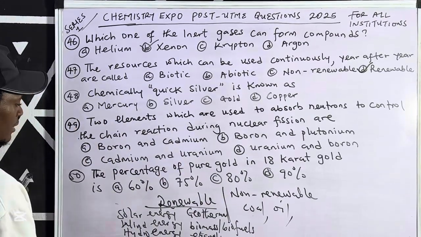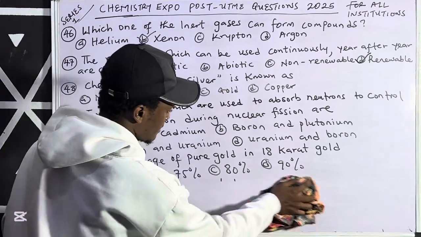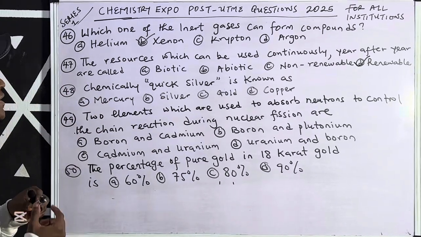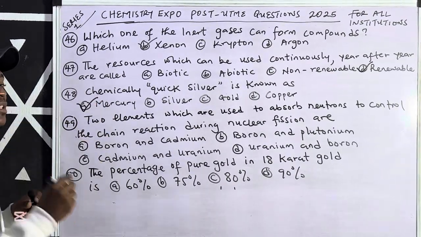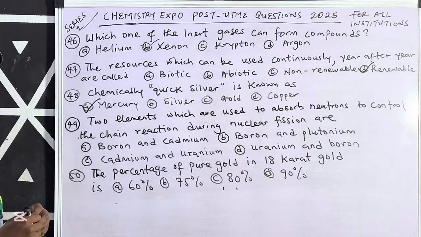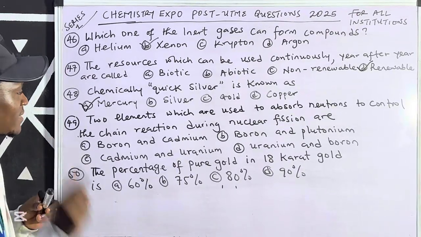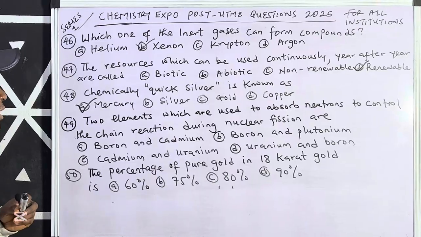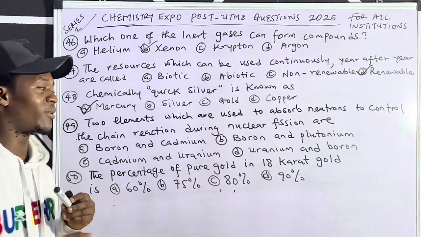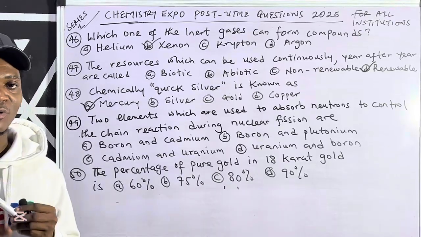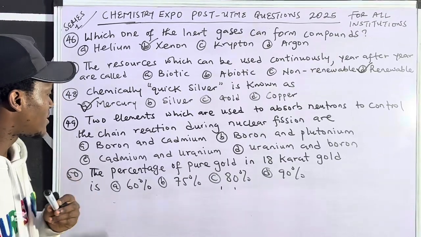The next question, question 48. Chemically, quicksilver is known as mercury. So take note of that, that mercury is also referred to as quicksilver. That's the answer to that question. I guess some students will be tempted to go in with silver, but it's not correct. It's actually mercury that is considered as quicksilver.